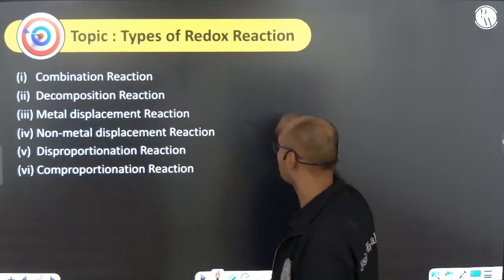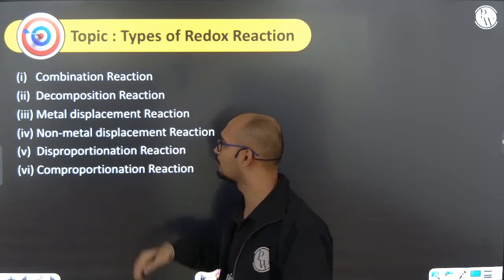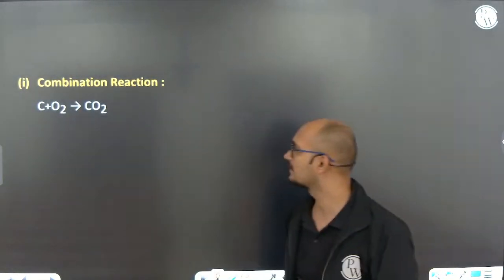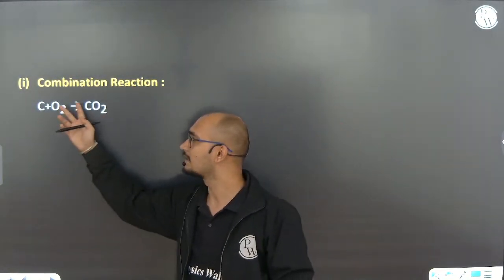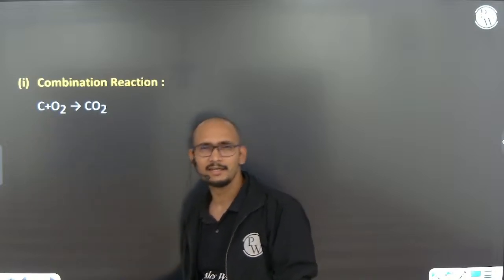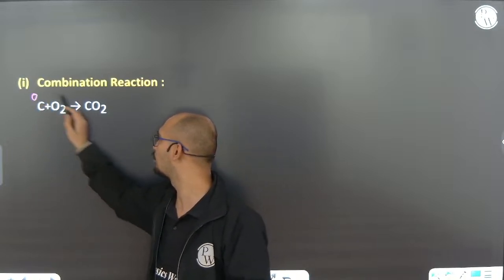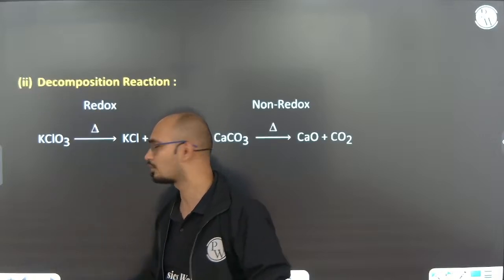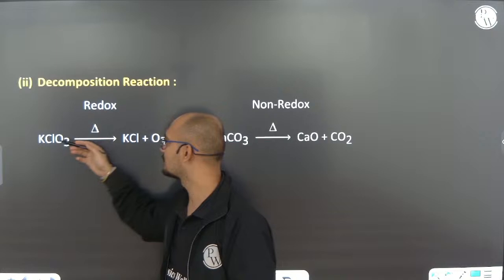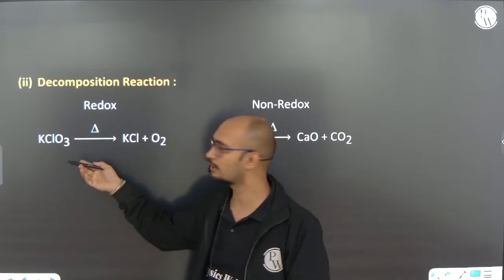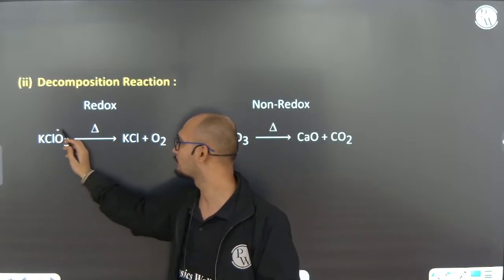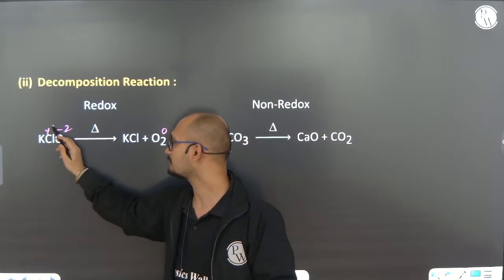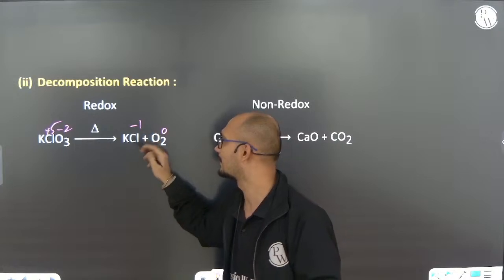Next, types of redox reaction: combination reaction, decomposition, metal displacement, non-metal displacement, disproportionation, comproportionation. We'll see the examples. Combination: after combining, if something changes its oxidation state, it will be a redox reaction of combination type, like 0 to +4, 0 to -2. Not a big deal. Decomposition, like KClO3, potassium chlorate converting into KCl plus O2. Here oxygen is -2, converting into 0. Here Cl is how much? +5. Here it is going to -1, right?